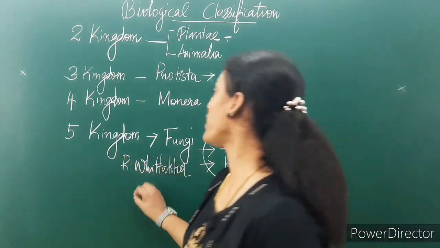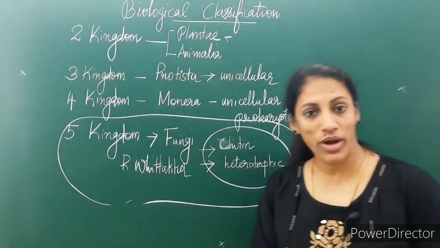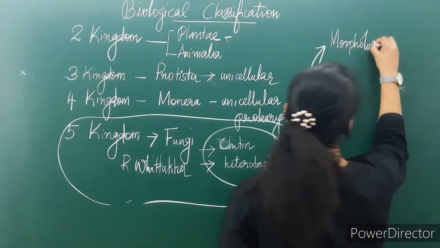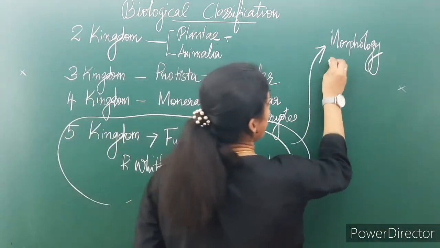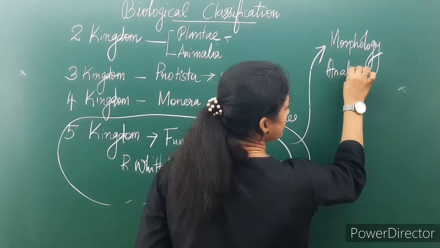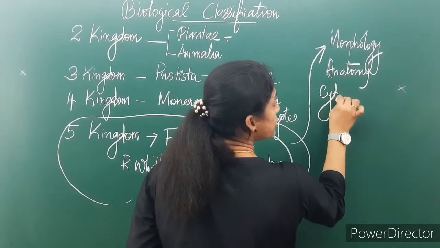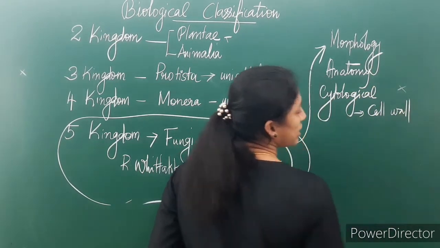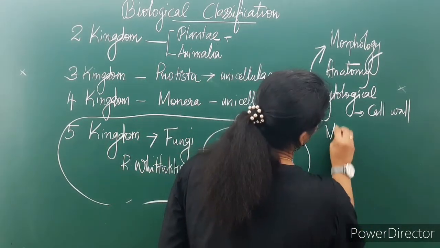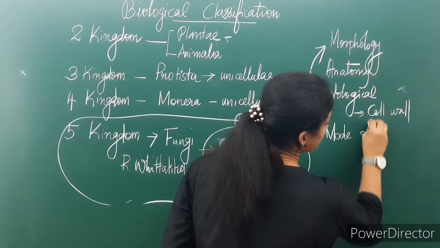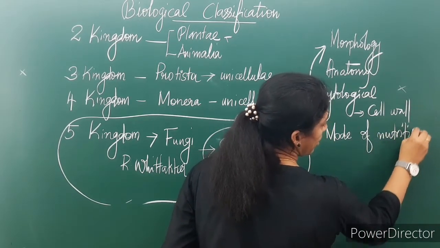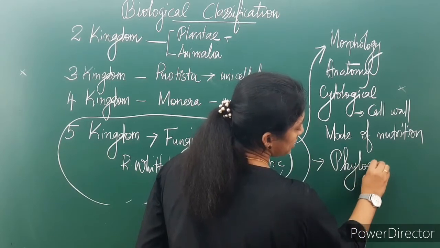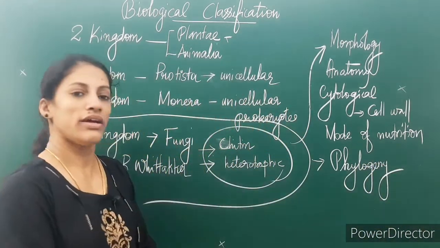The five kingdom classification strategy is what we adopt now, and many characters were considered in it, not only morphological features. It was based on morphology, anatomical features, and mainly cytological features, such as the nature and chemistry of the cell wall. The mode of nutrition was also taken into account, and phylogeny was also considered as a criterion by Robert Whittaker.